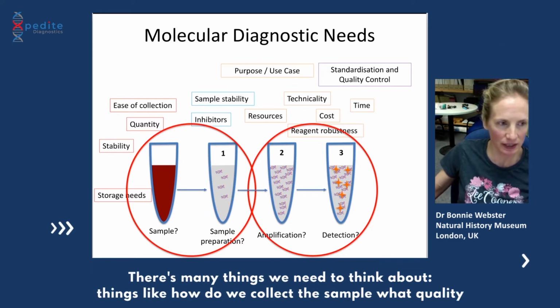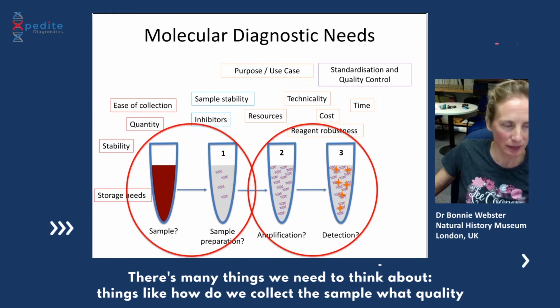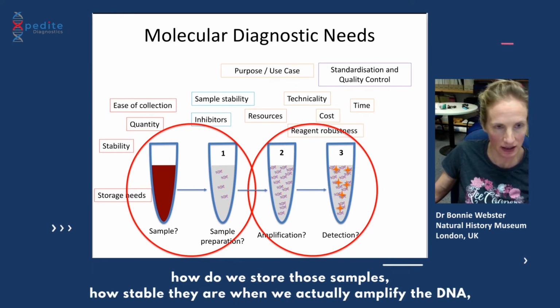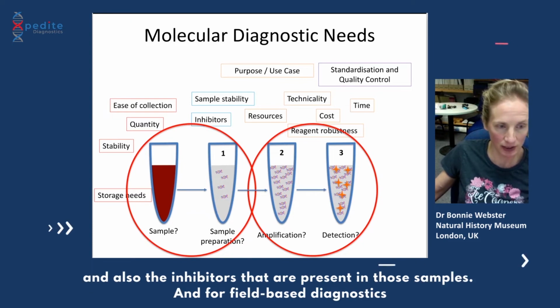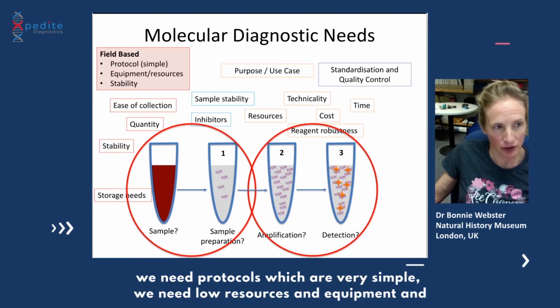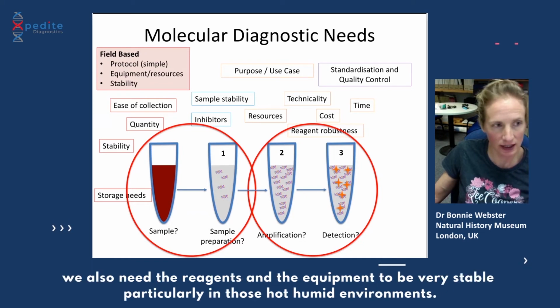And there's many things we need to think about. We need to think about things like how do we collect the sample, what quality of sample we need, how stable it is, particularly in those endemic settings. How do we store those samples? How stable they are when we actually amplify the DNA, and also the inhibitors that are present in those samples. And for field-based diagnostics, we need protocols which are very simple. We need low resources and equipment, and we also need the reagents and the equipment to be very stable, particularly in those hot, humid environments.